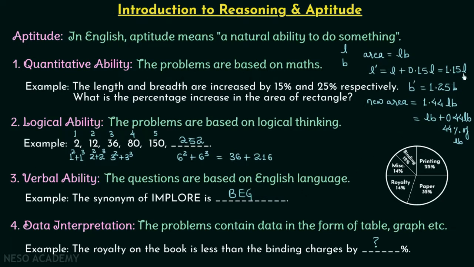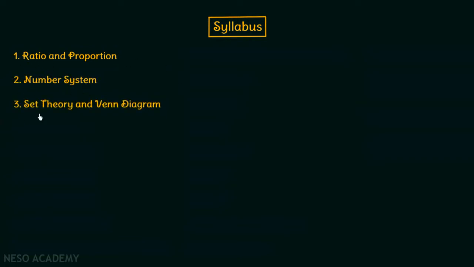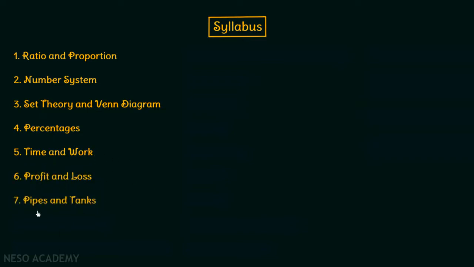Let us now move on to the syllabus of this course. I will read out the topics in the syllabus one by one. First is ratio and proportion. Second is number system. Third is set theory and Venn diagram. Fourth is percentages. Fifth is time and work. Then we have profit and loss. After this, we will study pipes and tanks. Eighth one is time and distance. Ninth one is simple interest and compound interest.